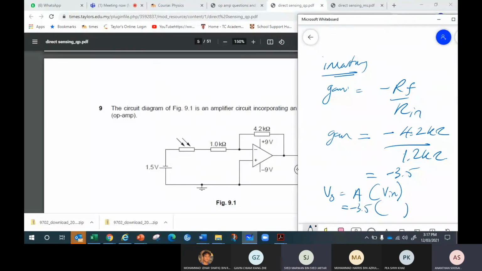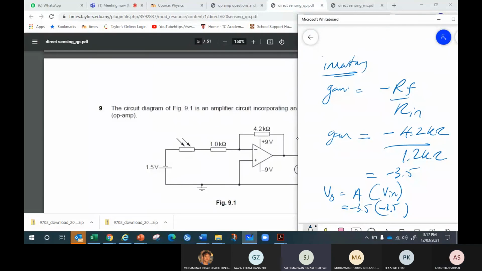Input how much? For the input you also have to be careful. You see, the battery is the other way around. Is the input positive 1.5 or negative 1.5? Normally, if the battery's positive terminal is up, the input is positive 1.5 volt. If the battery is the other way around, the input is negative 1.5.